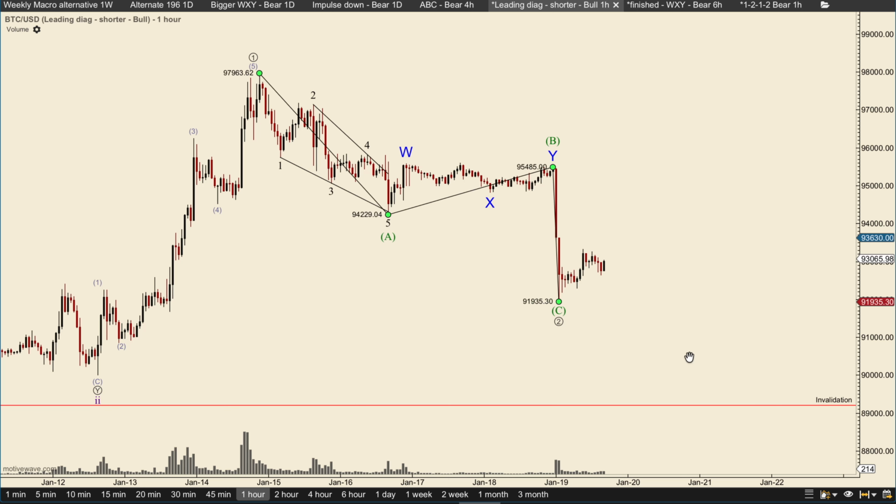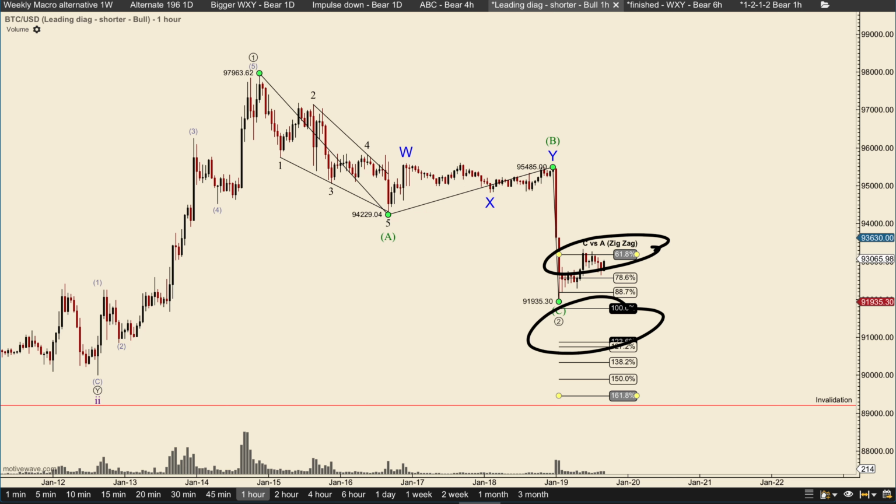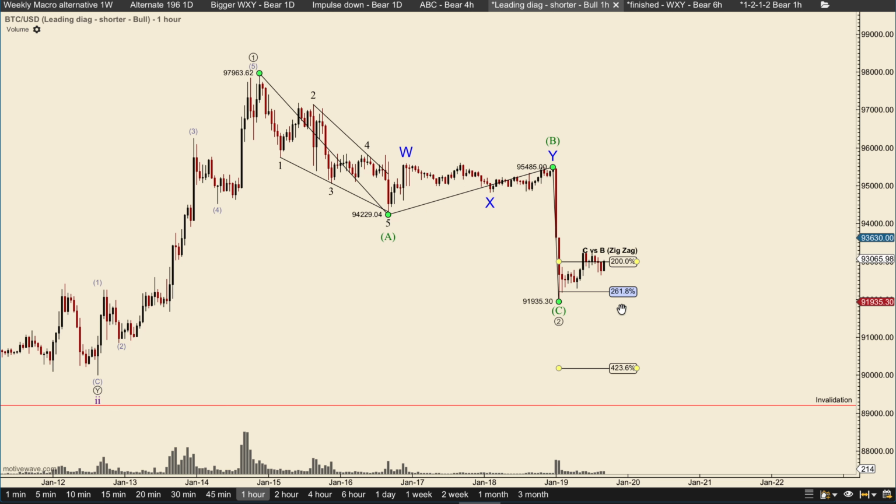And on the probabilities for this being a wave C, we hit the minimum target, which is 61.8, which is an uncommon target. But we did not hit the most common target, which is between 100 and 123.6. So it doesn't have the highest probability of being a wave C, but stranger things have happened.